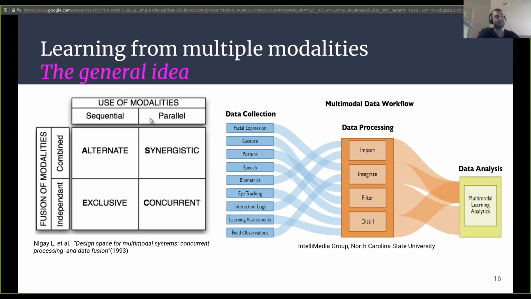And that's exactly what this picture from the Intellimedia group at North Carolina University tries to show, in a much fancier way, in a more recent representation. So the concept is that we usually collect data either sequentially or in parallel, and we process these data and present them either by combining them or independently. And that is highly dictated by the nature of the task that we eventually want to achieve.